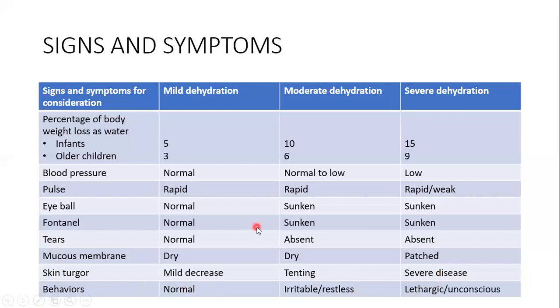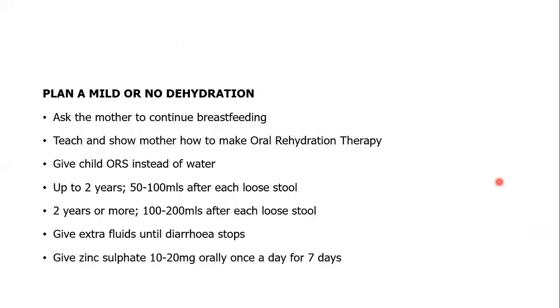So what are the signs and symptoms of dehydration? You can talk about loss of body fluid, decreased blood pressure, increased pulse rate, sunken eyes, sunken fontanelle, decreased production of tears, dry mucous membrane, decreased skin turgor, and irritability or lethargy or unconsciousness. So those are some of the signs and symptoms of dehydration.